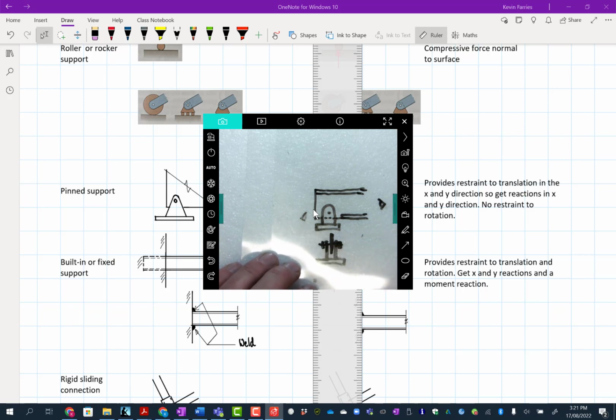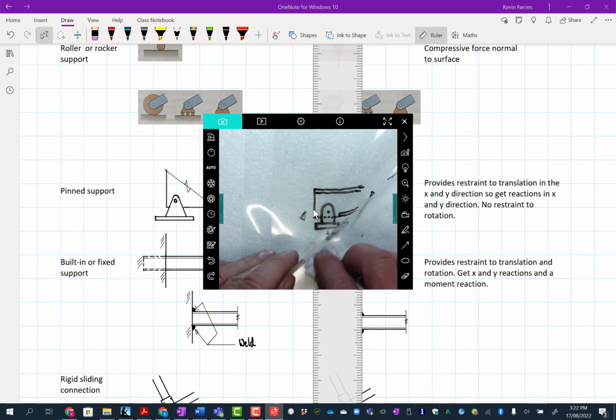So let's think about this one. Interesting, because it's underneath. Let's get rid of the stuff we don't need.